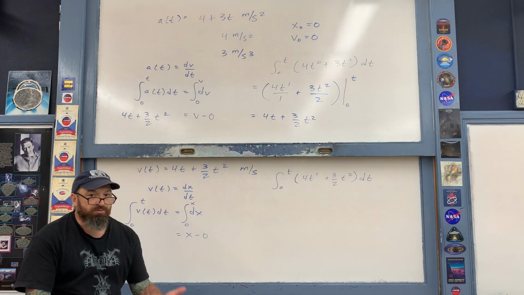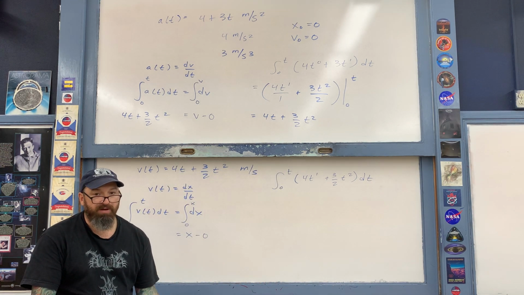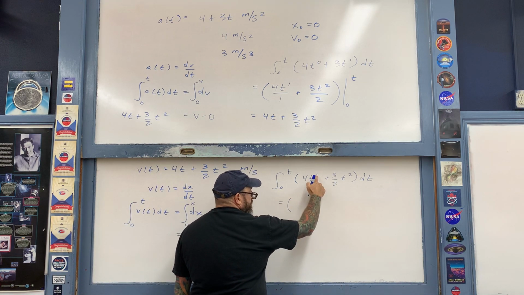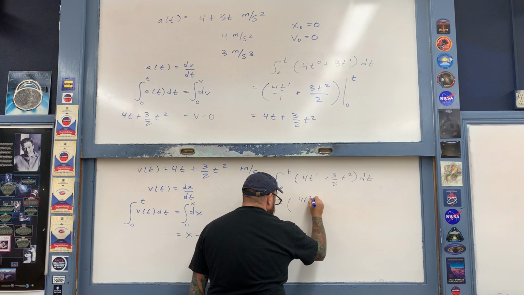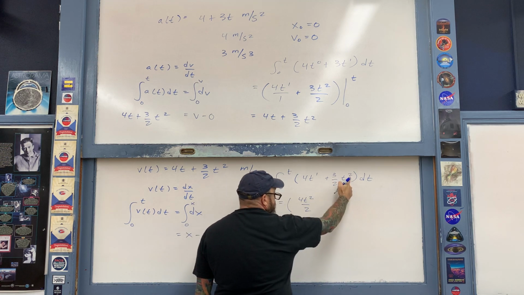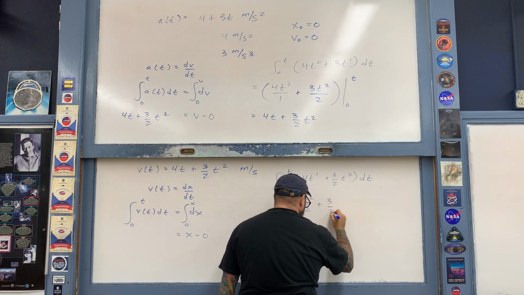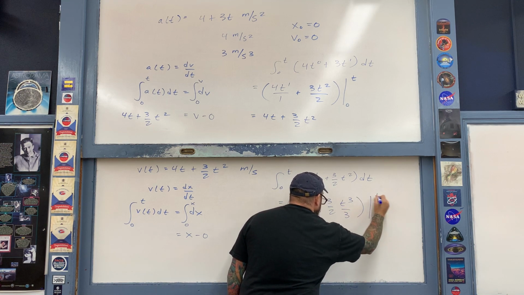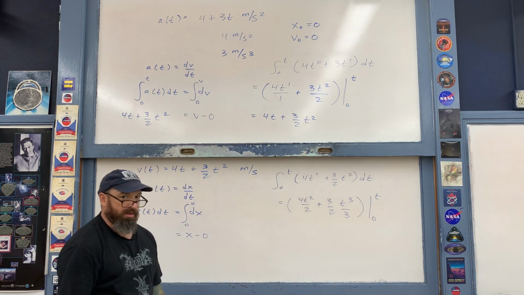Okay, now we just use the rules here for integrating a polynomial to find the antiderivative. All right, so take the value of this first exponent and increase it by 1 and then divide, and then do the same thing here. And then we evaluate this between 0 and t, like so.